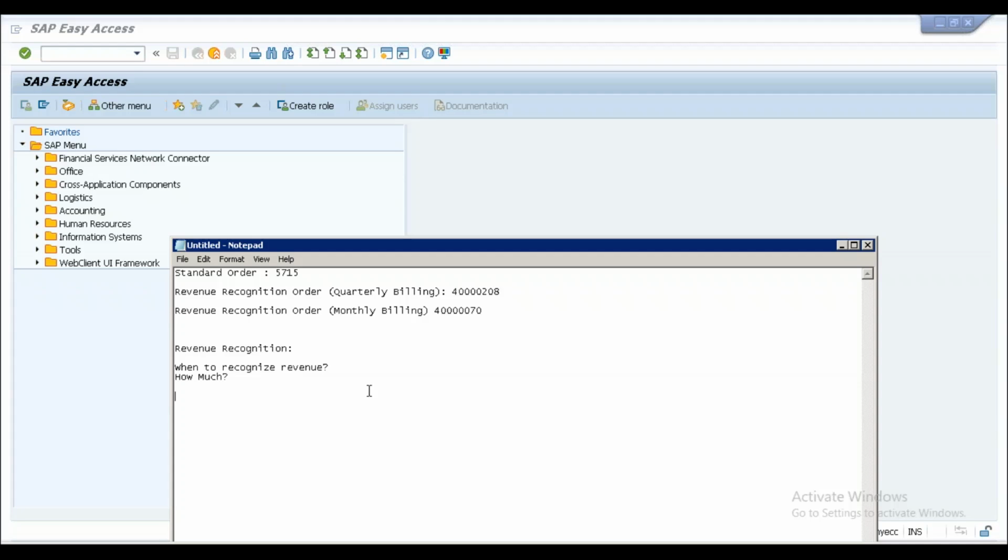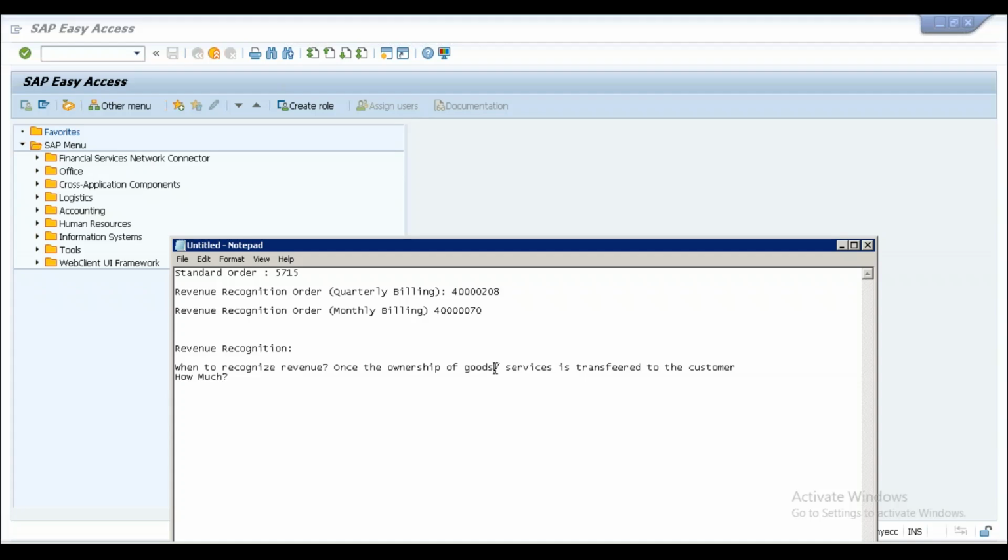The answer is once the ownership of goods or services is transferred to the customer. Till the time we are not transferring the ownership, let's say we are talking about goods, till the time we are not delivering the goods to the customer, we are not entitled to book the revenue. Revenue can only be booked once we finished our commitment to the customer. Once we finished the delivery of the material to the customer, then only we can book the revenue.